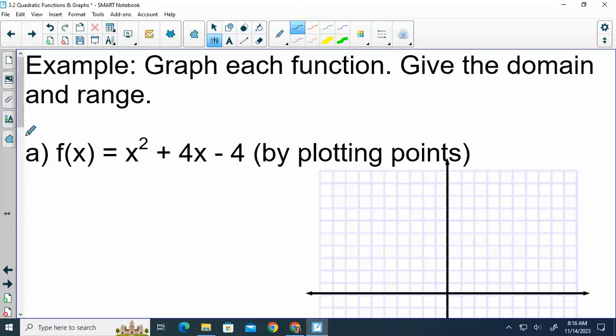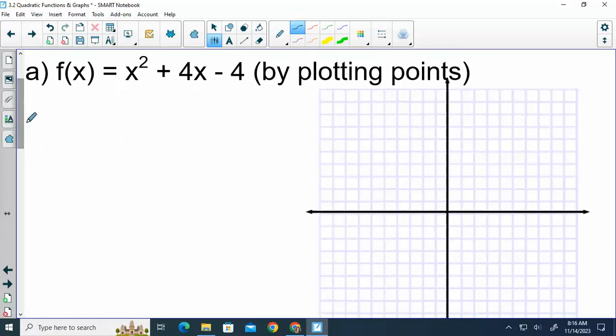So let's take a look. We're going to try to graph some and give the domain and range. So if I look at this one, I can't do transformations on that. It's not written in the correct form. So what if I just had to pick points to graph this? Make a t-chart. What do you want to plug in first?